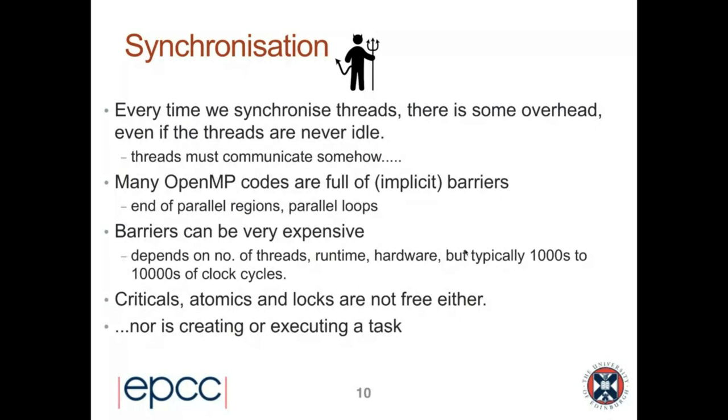The way OpenMP is designed, it kind of encourages a coding style which is full of implicit barriers. Every time you end a parallel region or end a parallel loop, there's an implicit barrier. And barriers can be quite expensive. As I said in the last lecture, it's tens of microseconds. That translates to thousands or tens of thousands of CPU clock cycles. So that's not particularly cheap.